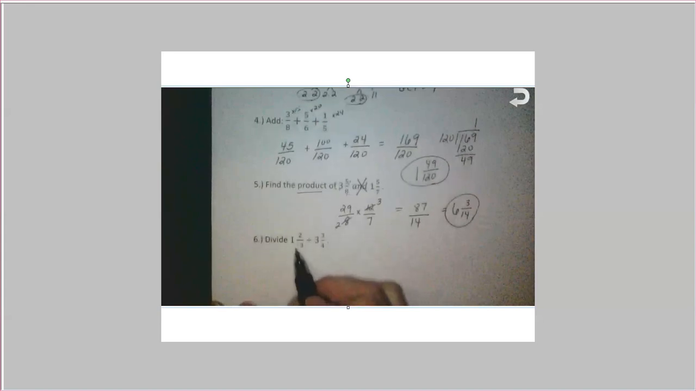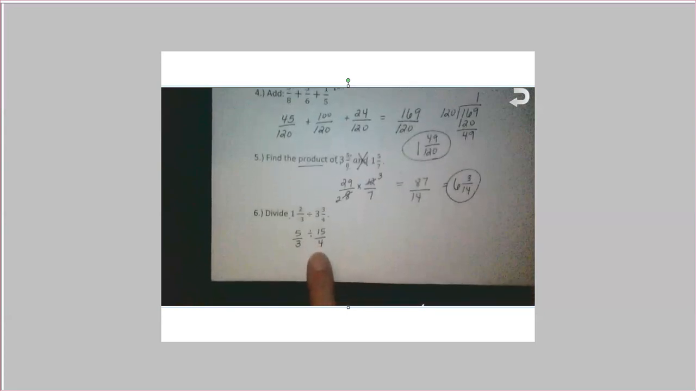All right, so I'm going to work this division problem very similar to the way I worked the multiplication problems. First thing I'm going to do is convert my mixed numbers into improper fractions. So 3 times 1 plus 2, that is 5/3. 4 times 3 is 12, plus 3 is 15. When we divide with fractions, instead of dividing with those fractions, we're going to multiply by the reciprocal.